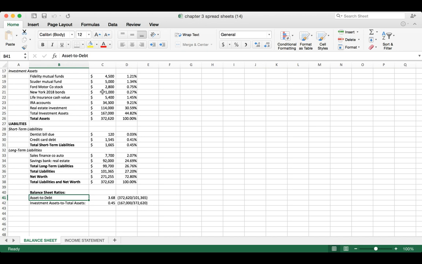The other balance sheet ratio that you could take a look at is the investment assets to total assets. So investment assets, the Hernandez family, they're doing pretty good, or actually maybe even have too much invested in investment assets, because that's 45%. So you just take the total assets that they have invested and you divide that into the total assets to come up with that number, that ratio, or that percentage. So it's 45.45 or 45%.